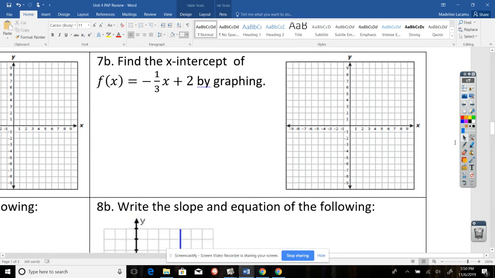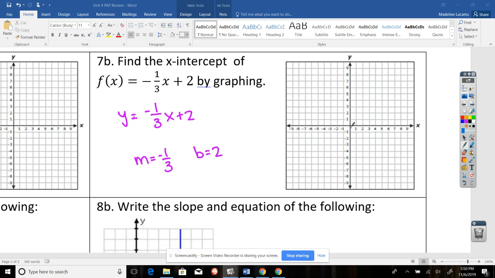All right, 7b says to find the x-intercept by graphing f of x equals negative 1/3 x plus 2. So if we have f of x equals, that's pretty much the same thing as y equals negative 1/3 x plus 2, which means our slope is negative 1/3, and our intercept is a positive 2. So first thing we're going to do is graph our intercept, which is at 2. And our slope is negative 1/3. So that means I go down 1, right 3, and put my point.